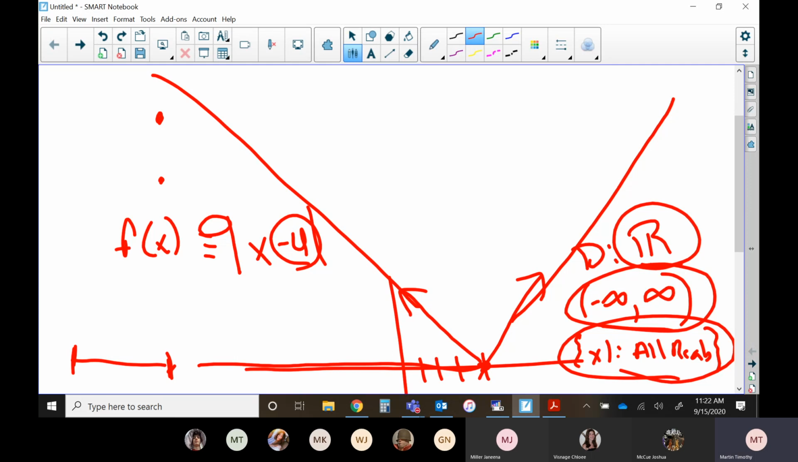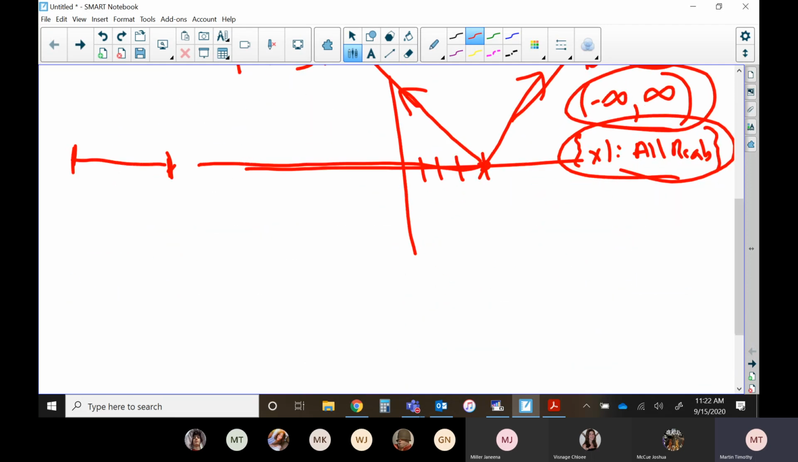So my domain, does everyone understand why it's all reals? Now my range, does this thing ever stop going down? Yeah, where's it stop going down? Where's the lowest point it reaches? Well, the lowest point is right here, but if I go over on this line right here, does everybody see it's the origin? Which is where y is what? And it's only those numbers or above, right?